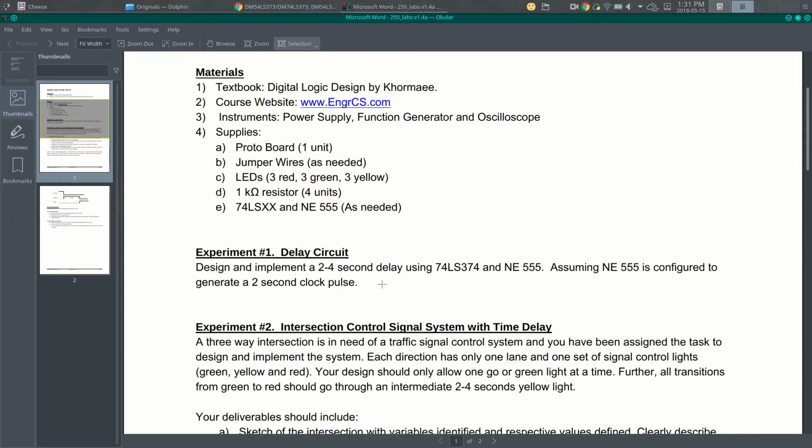Okay. So assume the 555 is configured to generate a 2-second pulse, which you've hopefully still got from your last lab. If not, you get to rebuild it. And then use that to implement the 2 to 4 second delay. You can never implement a 555 too many times.